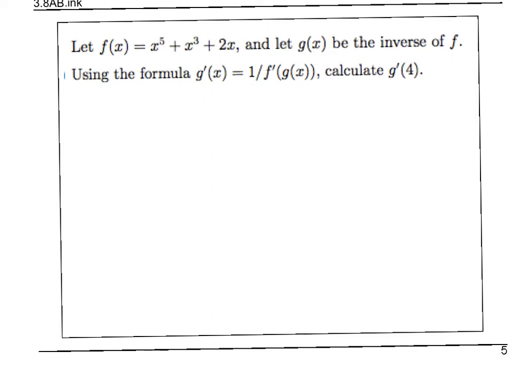Let f of x equal x to the 5th plus x cubed plus 2x. G is the inverse of f. Using the formula, calculate g prime of 4. Same problem here. I'm going to leave this one for you to work through on your own, and then we'll compare answers in class.